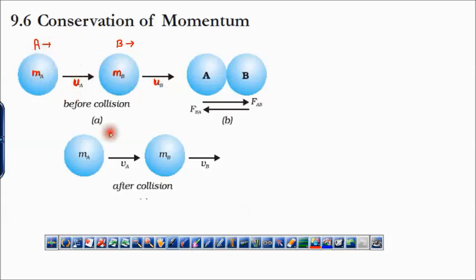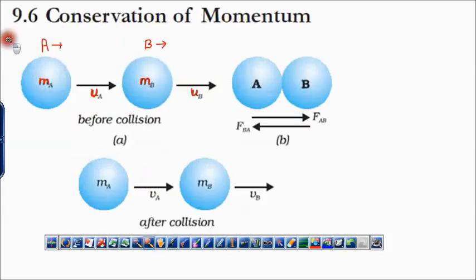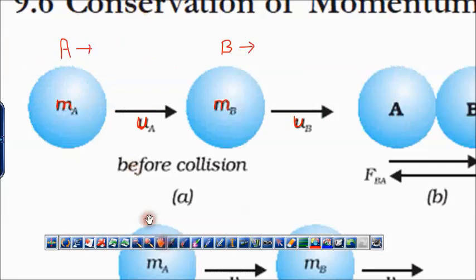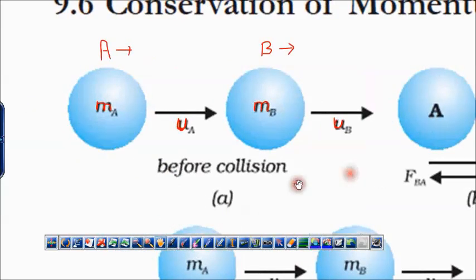Do you think this ball has any momentum? Does A have momentum? Momentum means mass into velocity. A has mass and also velocity. So the initial momentum of A is mass into velocity. Does B have momentum? Initial momentum of B is mass into velocity of B.